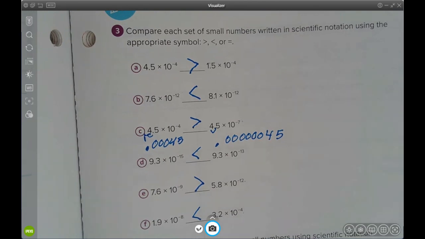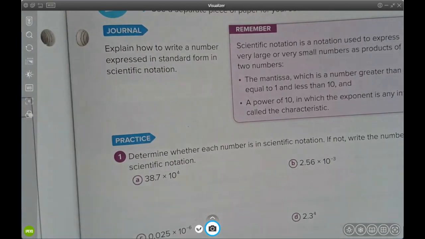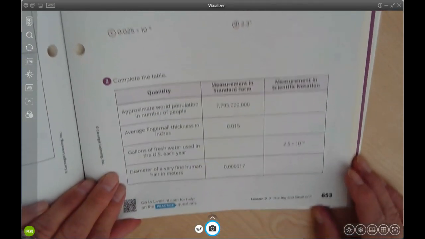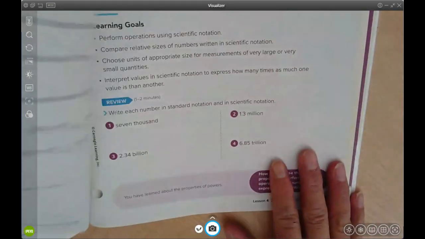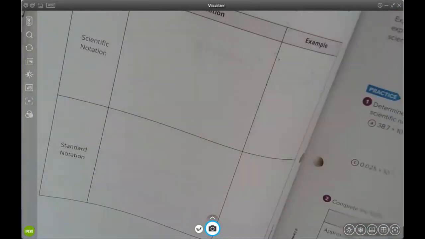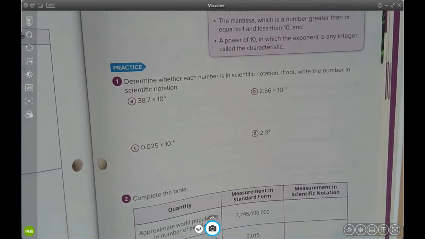Okay, so that kind of wraps up the comparing and dealing with negative exponents. A good practice page for what we just went over is 653 and 654. And I will send you a video tomorrow for doing operations in scientific notation.